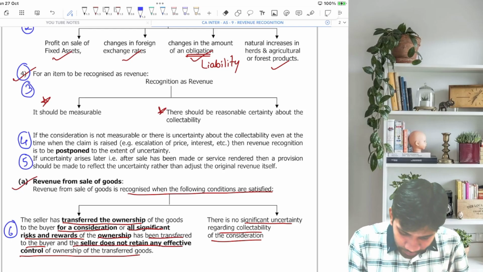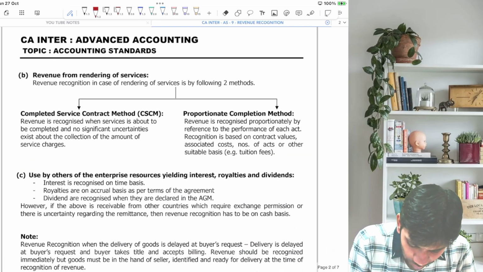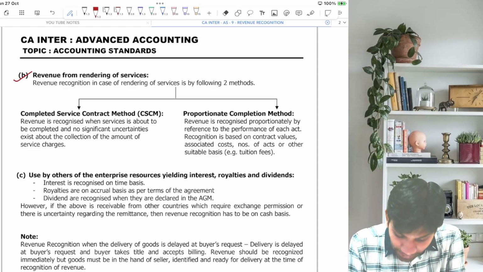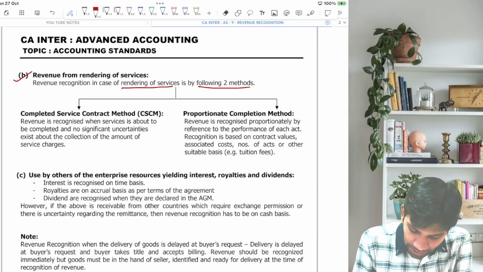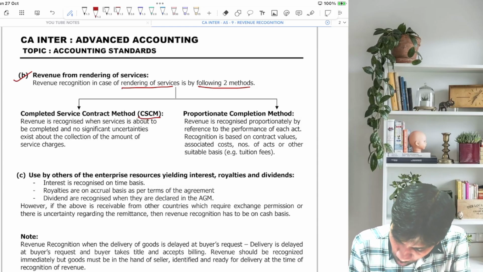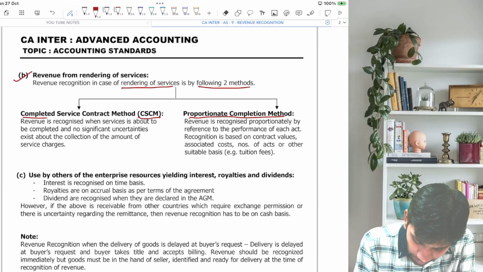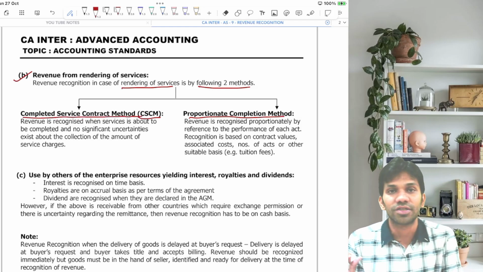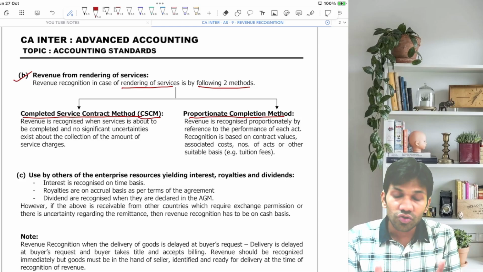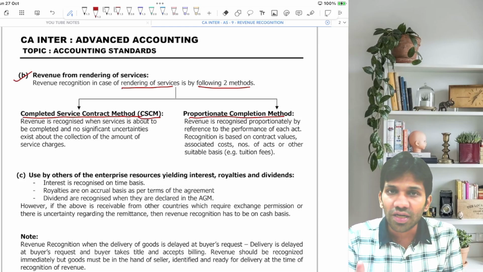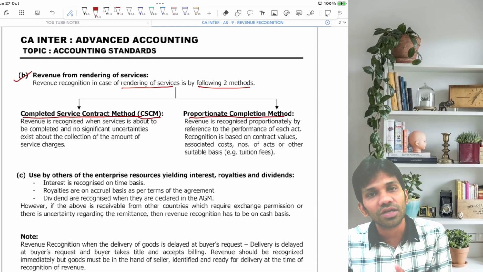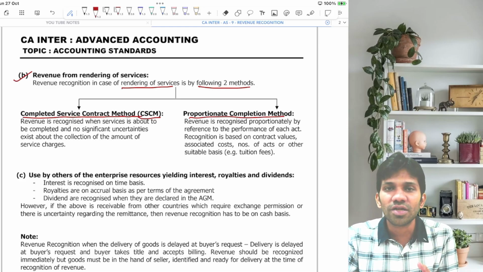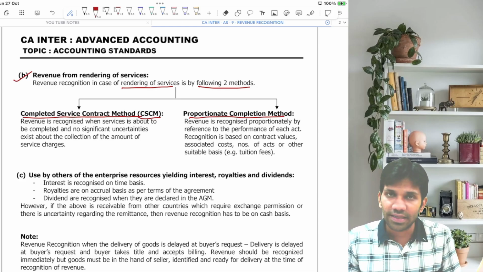Let's go ahead, guys. Now, revenue from rendering of services. Revenue recognition in case of rendering of services follows two methods. One is CSCM, the other is the proportionate completion method. So basically, it's the completed service contract method and the proportionate completion method. In certain situations, you provide full services and then raise the invoice and generate revenue. And in certain cases, part work is done, part money is collected, and then you recognize revenue.